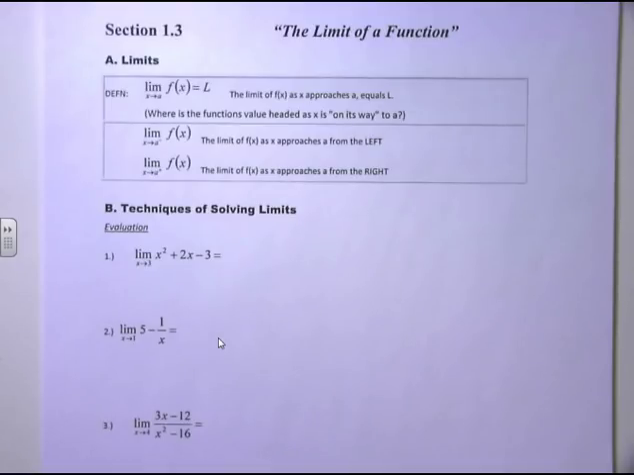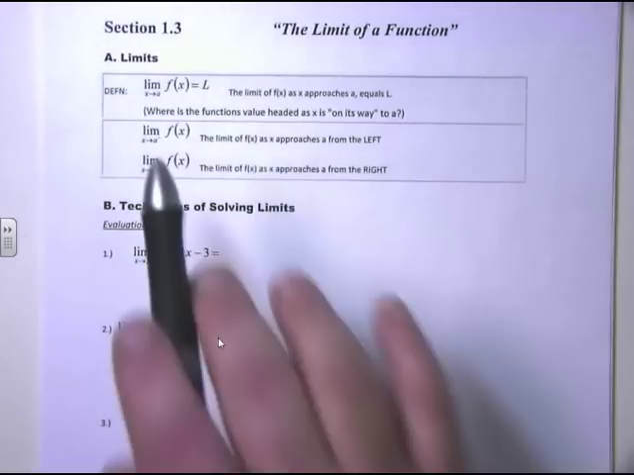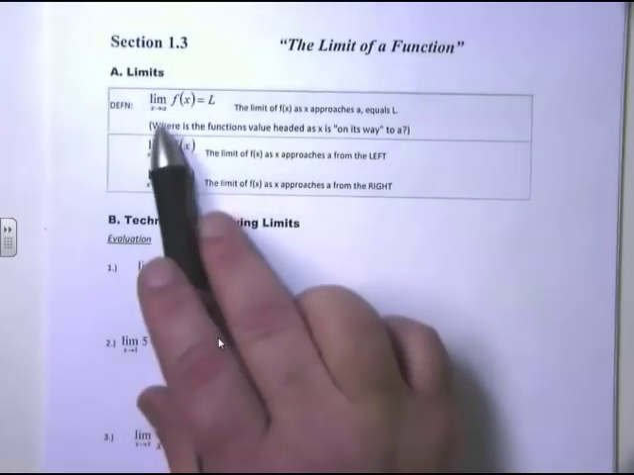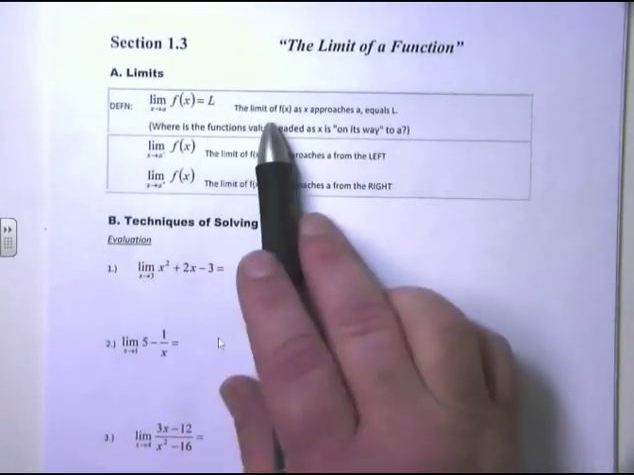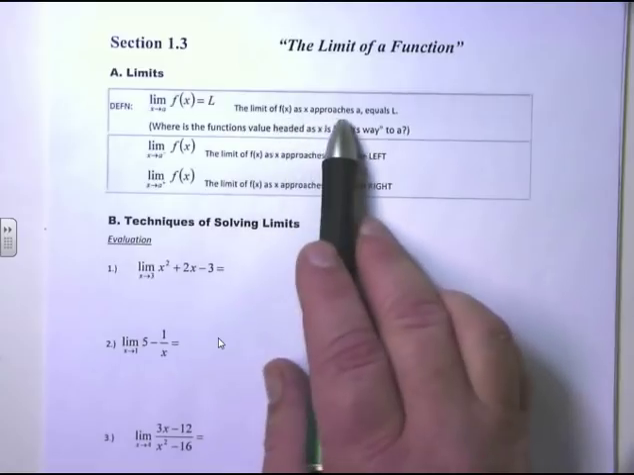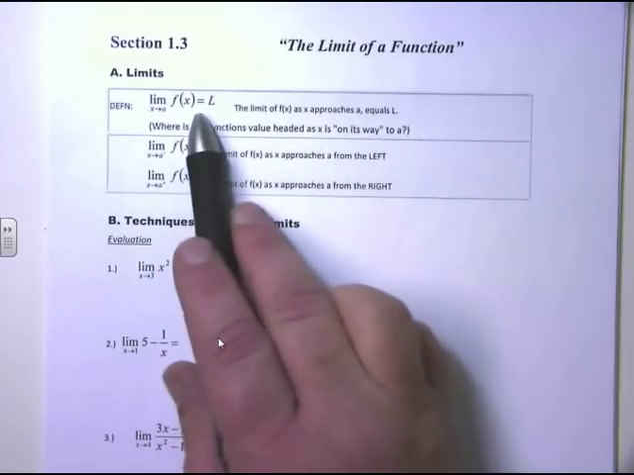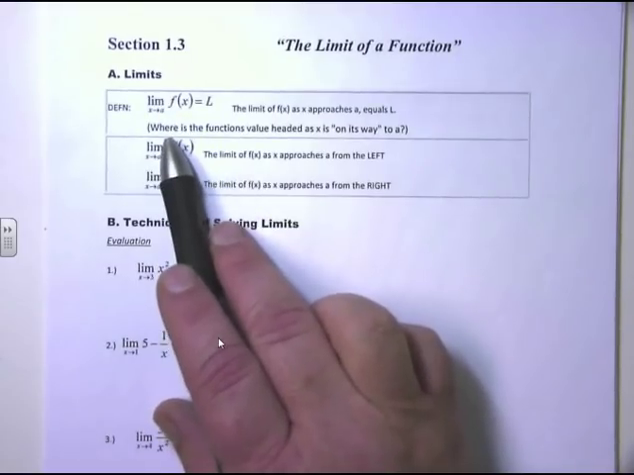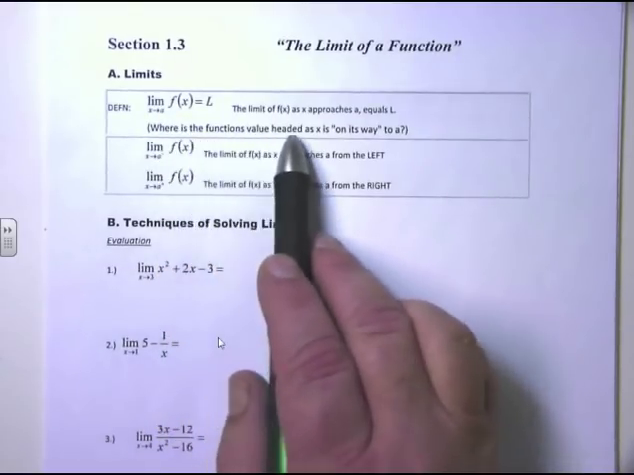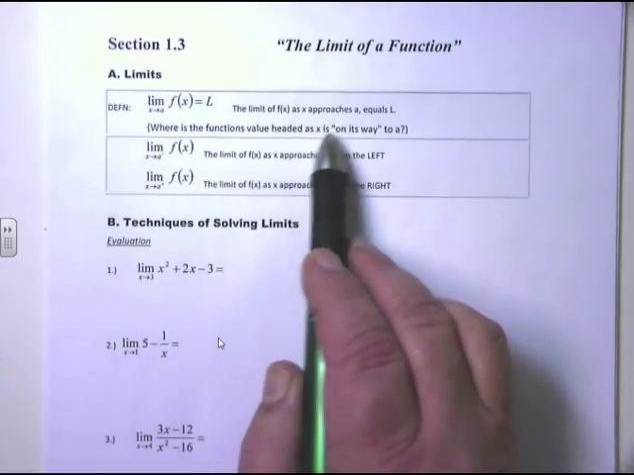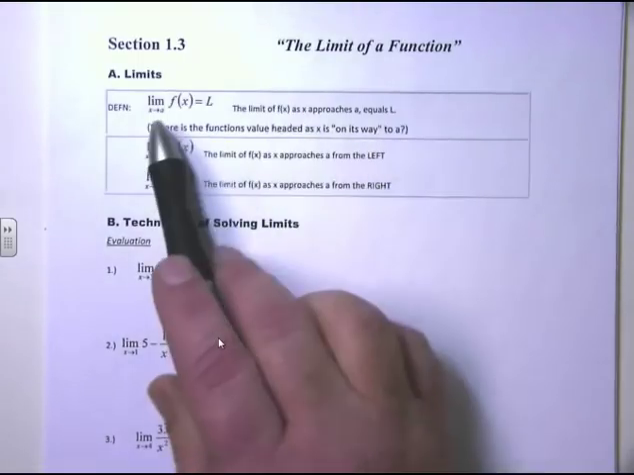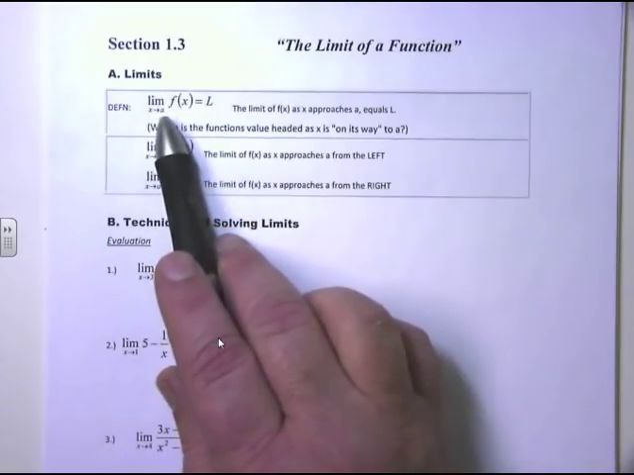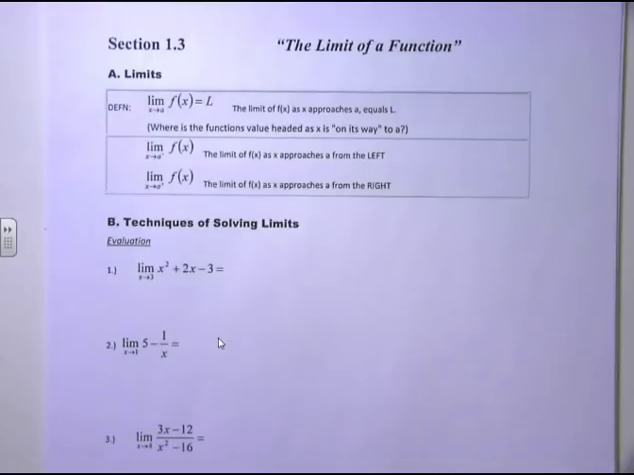Now in section 1.3, limit of a function, we have a definition here. The definition is this: the limit as x approaches a of f of x equals L. The limit of f of x as x approaches a equals L. That's how you would read this. Basically what this means is this: where is the function value headed as x is on its way to a? So we've got a function out here and we're taking the limit as x approaches a. So something is going on out here at a.